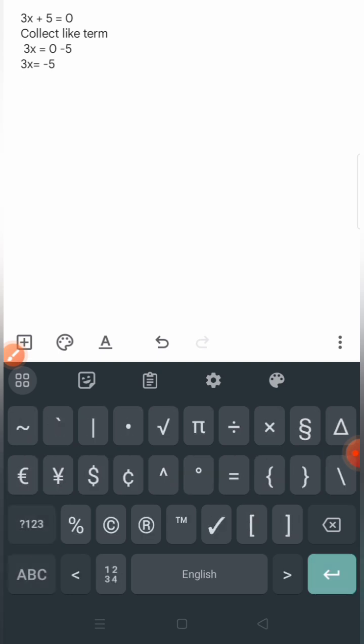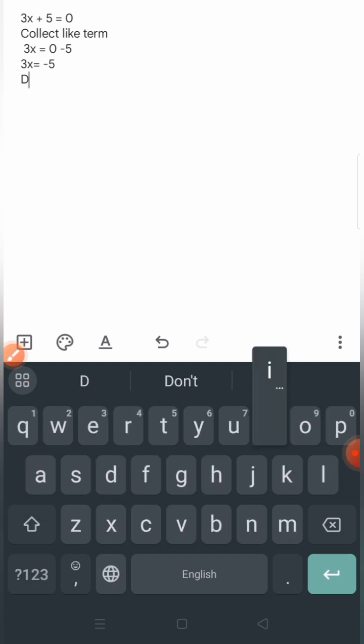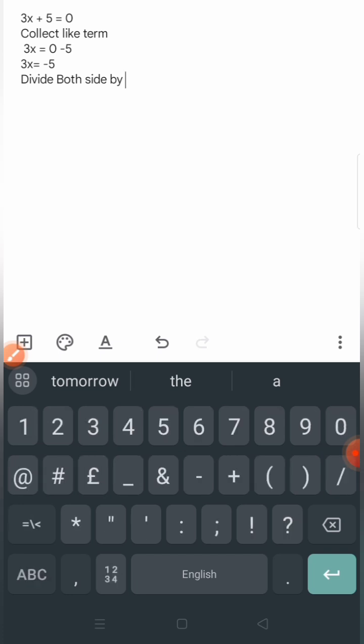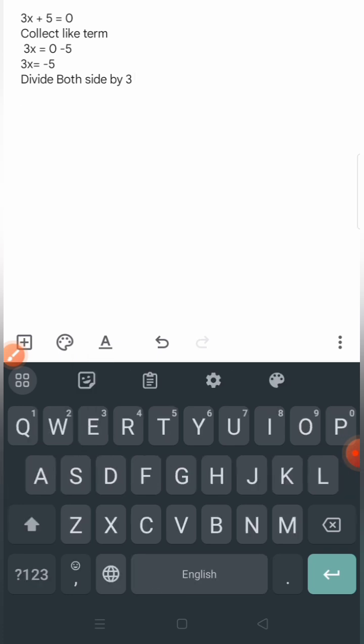To get the final answer, you divide both sides by 3. Why are we dividing both sides by 3? We are dividing both sides by 3 because 3 is the coefficient of x, and we are looking for x, so we have to divide both sides by the coefficient of x. So that's why we are dividing by 3.